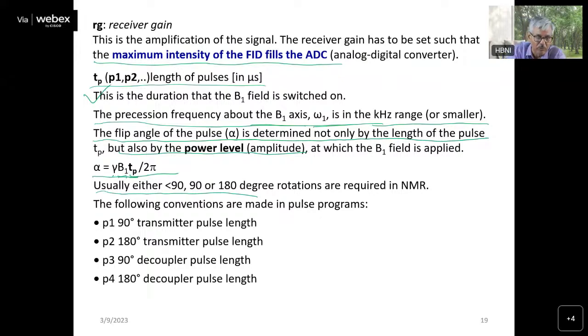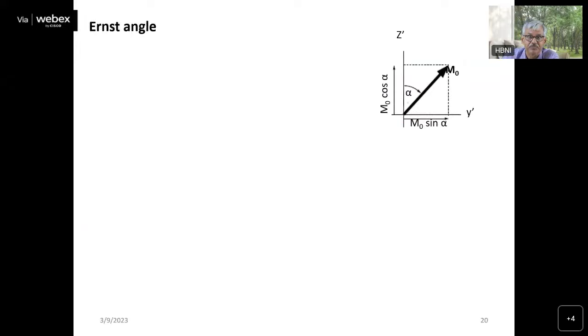Suppose you want a 90 degree pulse. If you know the B1 strength, which is fixed for a nucleus, you know what your pulse duration should be. Normally, on the machine, P1 is the 90 degree transmitter pulse length, and P2 is 180 degrees. P3 is the 90 degree decoupler pulse length, used when you do a decoupling experiment, specifically carbon 13, as we'll see. P4 is also a decoupler pulse length. In most instruments these are the commands given, P1, P2, P3 and P4. There are many more, but I have just considered these, which are very important for us.